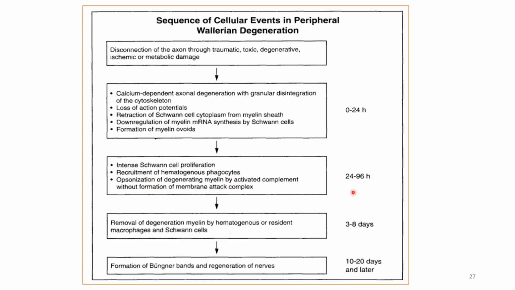Then what happens? After 24 hours to 96 hours, there is intense Schwann cell proliferation and recruitment of hematogenous phagocytes, that is macrophages and neutrophils. And opsonization of the degenerating myelin occurs by the activated complement system without formation of MAC, or membrane attack complex. So there is no formation of MAC, but there is opsonization of the myelin by the activated complement system. Then removal of the degenerated myelin occurs by hematogenous or resident macrophages and Schwann cells. Then after 10 to 20 days, there is formation of Bungner bands and regeneration of nerves occurs.